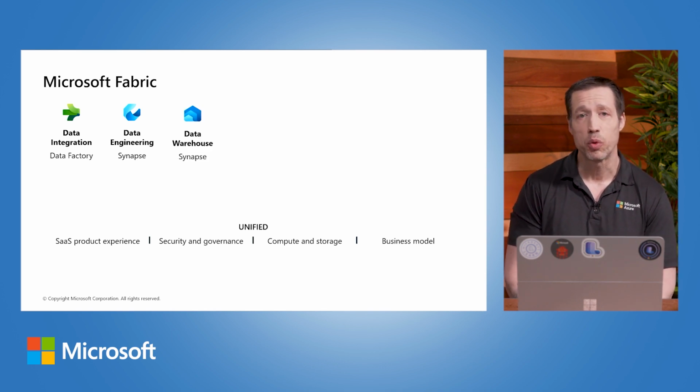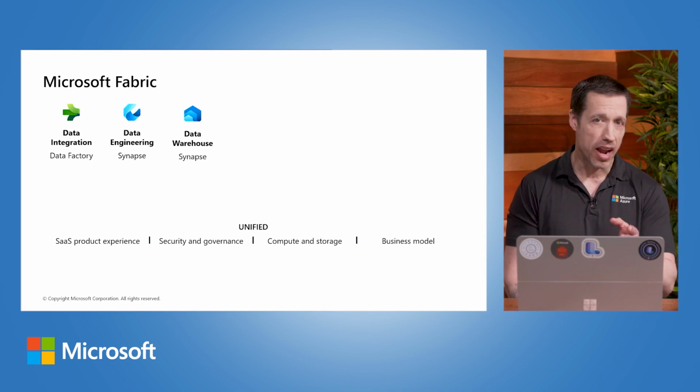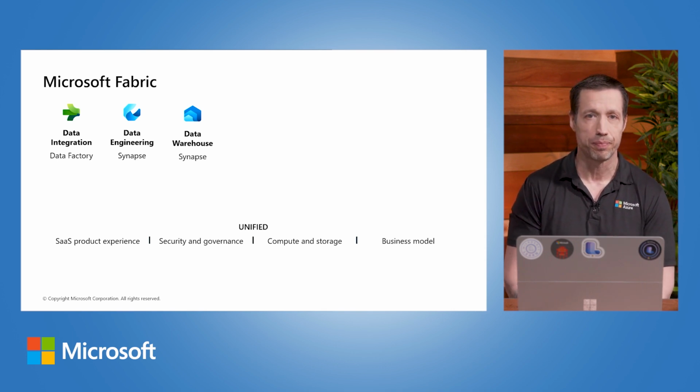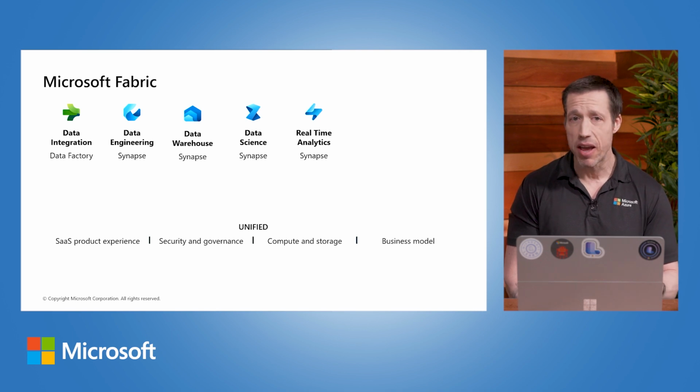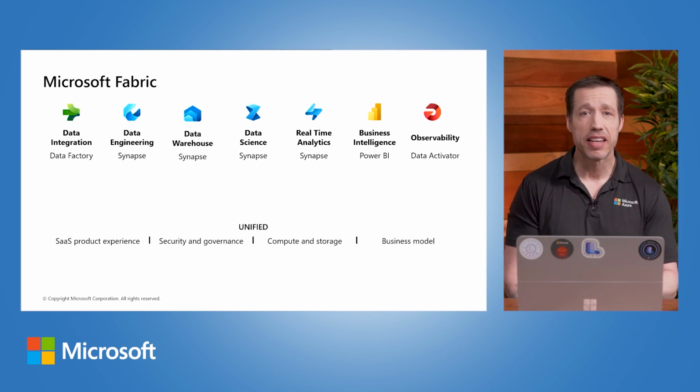Synapse Data Warehouse with industry-leading SQL performance and scale to support data use. Synapse Data Science with Azure Machine Learning and Spark for model training and execution tracking in a single scalable environment. Synapse Real-Time Analytics to query and analyze large volumes of data in real time. Power BI for translating data into decisions. And Data Activator, which at this time is in public preview, and it automatically takes actions when patterns or conditions are detected in changing data.